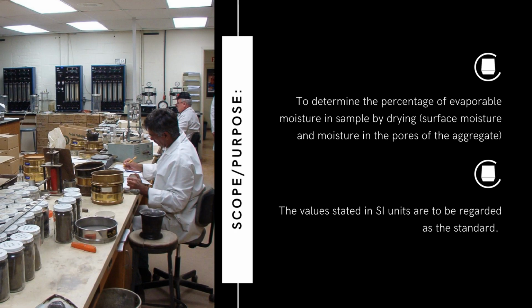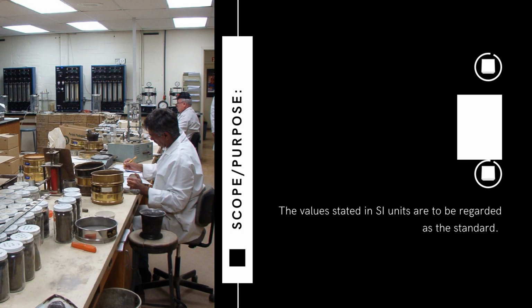This test method covers the determination of the percentage of evaporable moisture in a sample of aggregate by drying both surface moisture and moisture in the pores of the aggregate. Kasi, merong mga aggregate na nagko-contain ng water na chemically combined with the minerals in the aggregate. Such water is not evaporable and is not included in the percentage determined by this method. Second, the values stated in SI units are to be regarded as the standard. So, wala nang iba pang units of measurement na included dito.